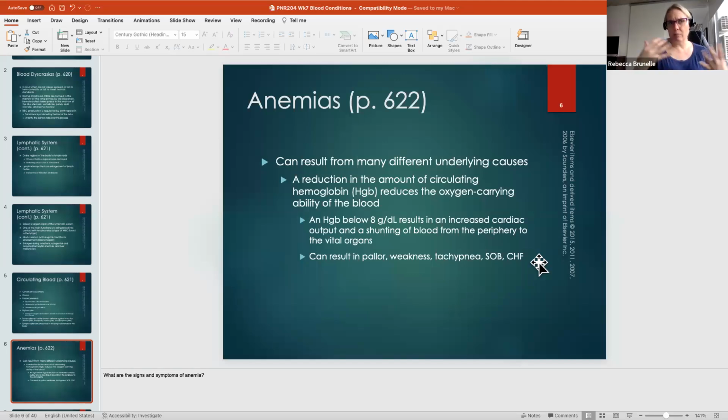How does your body respond to not having enough oxygen? Is it decreased because the heart's working to compensate to get oxygen throughout the body? Very, very good. Exactly.